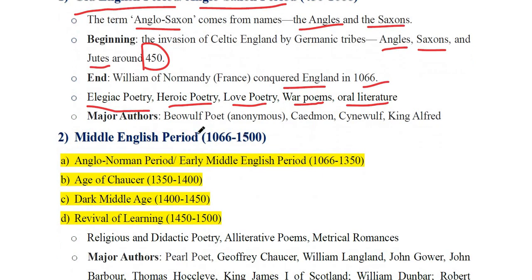So who are the major poets in this Old English period? First is the Beowulf poet. Beowulf is the famous Anglo-Saxon epic. The writer of this epic is unknown, he is anonymous. Then we have Caedmon, Cynewulf, and King Alfred.